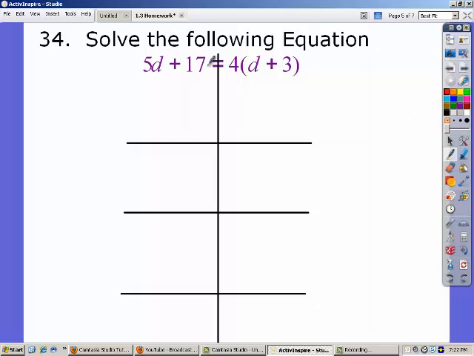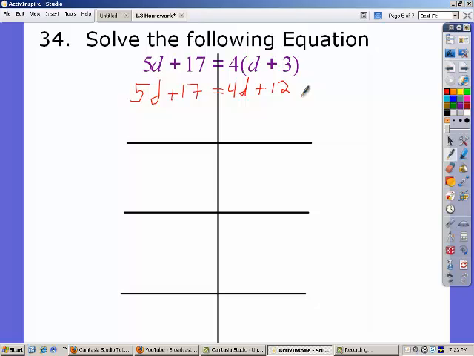There's nothing to simplify on the left-hand side. So this is going to come down just the way it looks. Okay, but look at the right-hand side. Can we do anything to simplify that? Yeah, we can get rid of the parentheses, right, by using the distributive property. So what's 4 times d? 4d. And what's 4 times a positive 3? A positive 12.